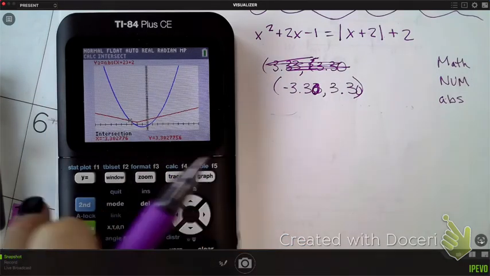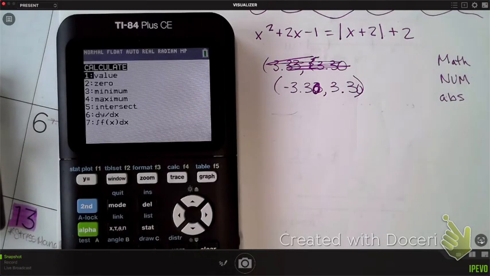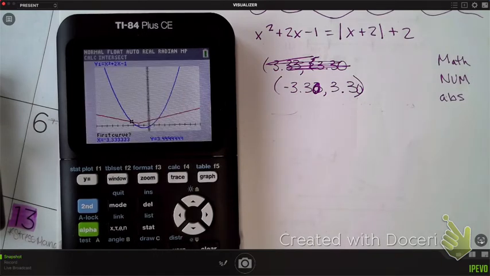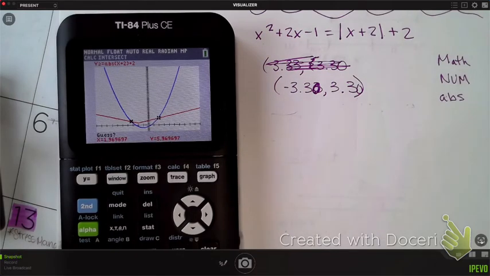So, second calc. Kyson, are you finding it? Yes, Miss May. And what am I finding? The intersect. First curve enter, second curve enter, and move my guess. Guys, if your guess isn't closer to the one you want, it's going to give you back the other one.